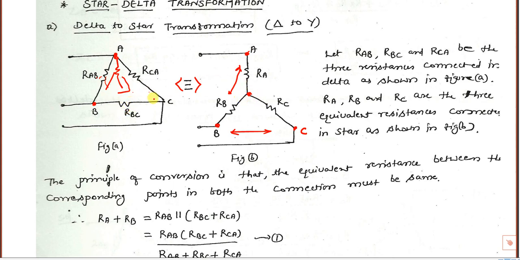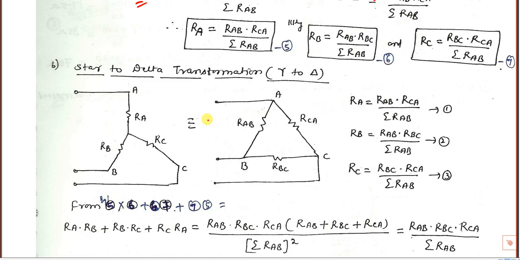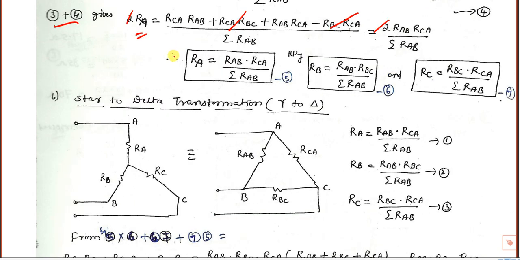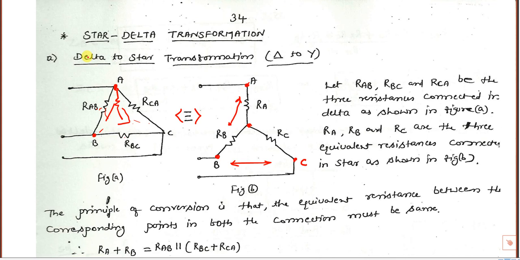Similarly, I want to find here, that is RC. RC is equal to RCA into RBC, the product of adjacent, divided by the sum of all. Similarly, I want to find RB. To find RB, RAB into RBC, the product of adjacent, divided by the sum of all. So those are the three equations we have to show. That is the answer for delta to star.